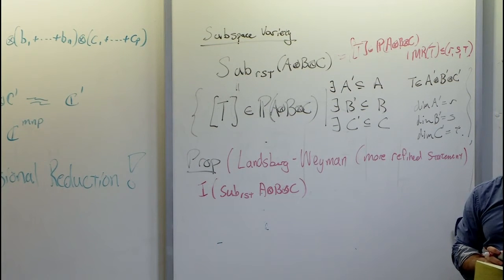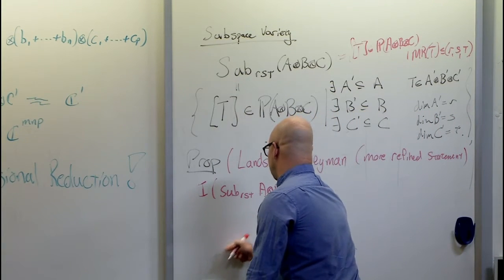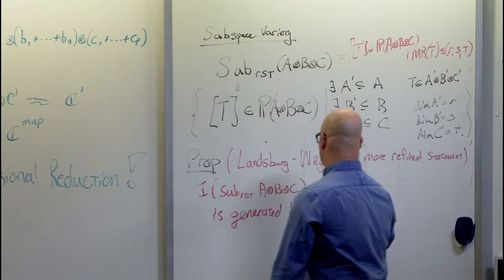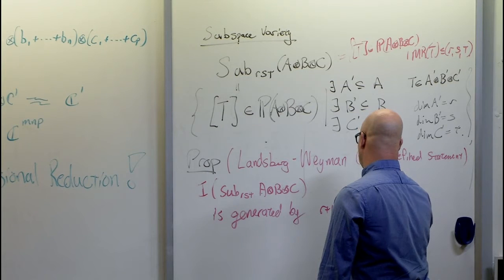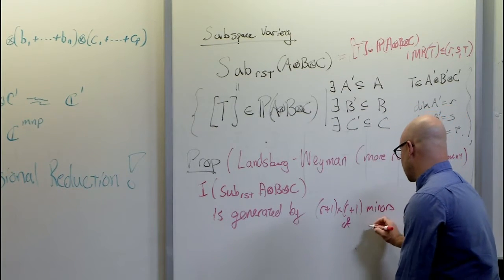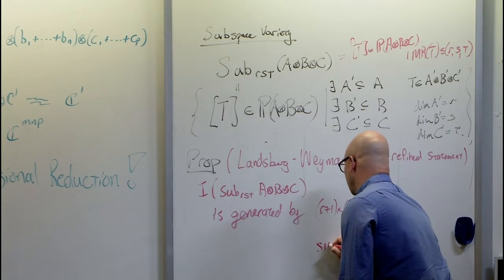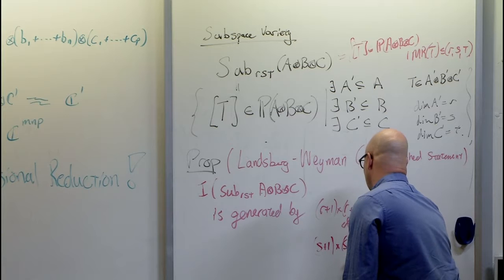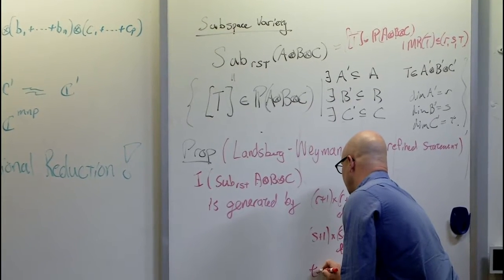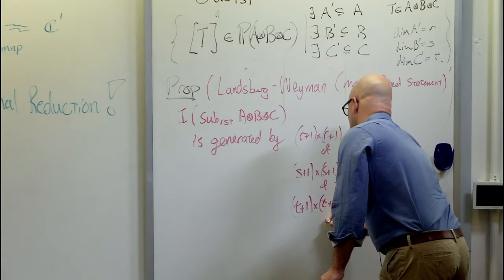How can I test multilinear rank? I test it the same way I test rank for matrices, by minors. So the ideal is generated by the r plus 1 by r plus 1 minors of the flattening in the A direction, TA, and then the s plus 1 by s plus 1 minors of TB, and the t plus 1 by t plus 1 minors of TC.